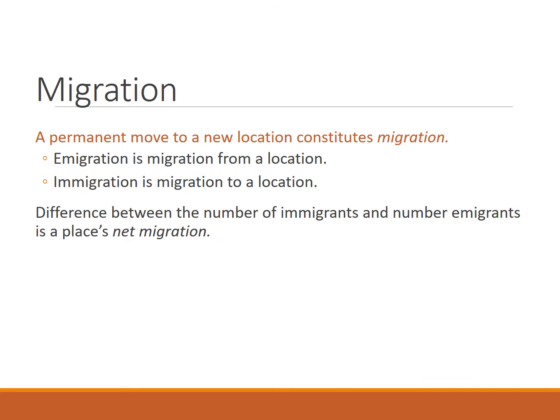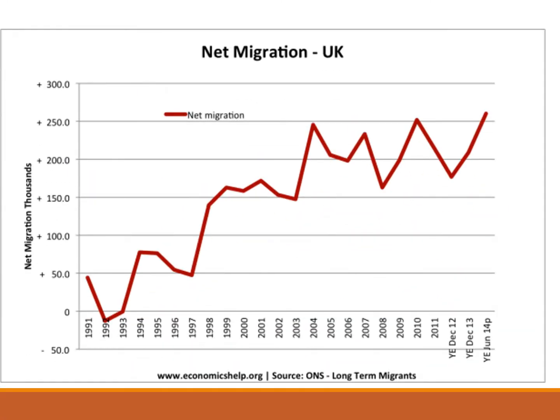Now, the difference between the number of immigrants and the number of emigrants is a place's net migration. This is an important term because the net migration of a place can tell us about whether that place has push factors or pull factors. Of course, places can have both, but what does it predominantly have? If it's got a negative net migration, if it has a net out migration, then that means it's probably got a lot of push factors and not many pull factors. A lot of reasons for people to leave and not many good reasons for them to come.